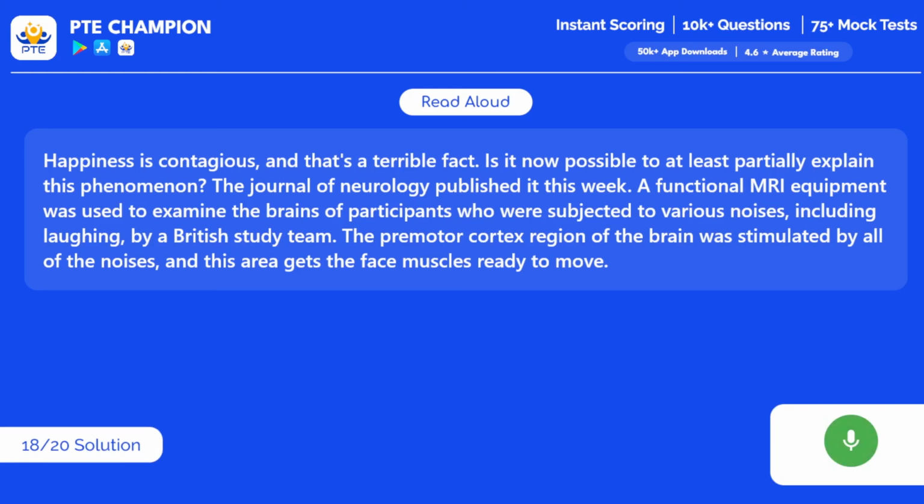Happiness is contagious, and that's a terrible fact. Is it now possible to at least partially explain this phenomenon? The Journal of Neurology published it this week. A functional MRI equipment was used to examine the brains of participants who were subjected to various noises, including laughing, by a British study team. The premotor cortex region of the brain was stimulated by all of the noises, and this area gets the face muscles ready to move.